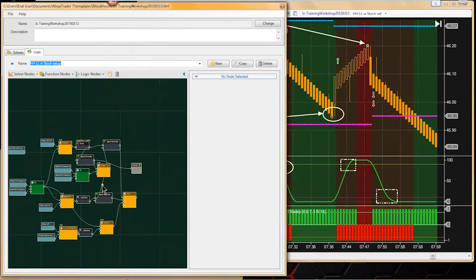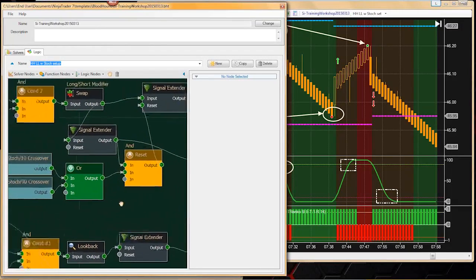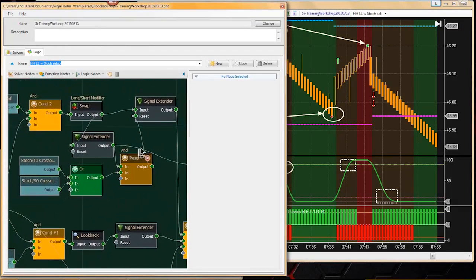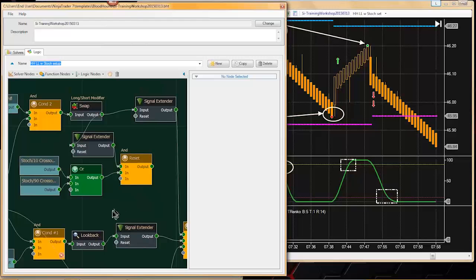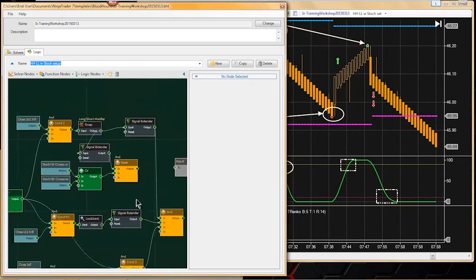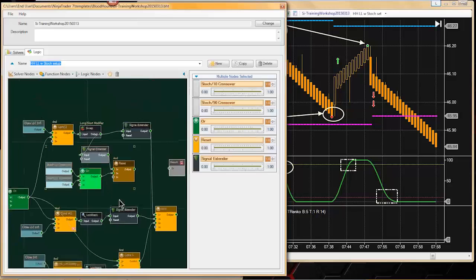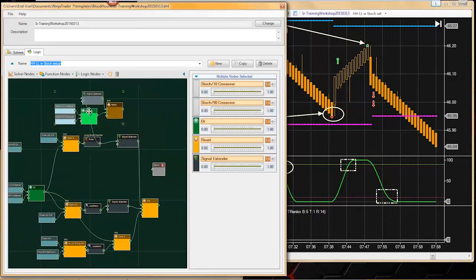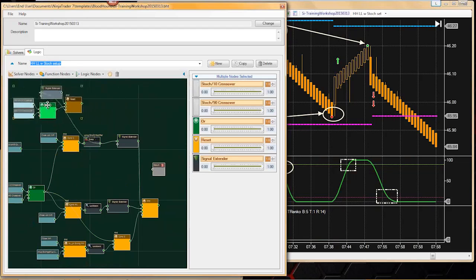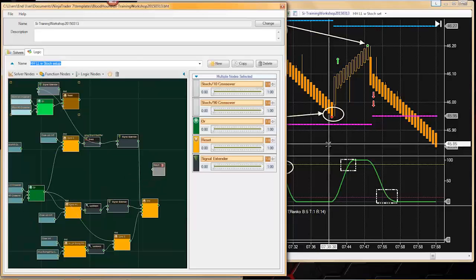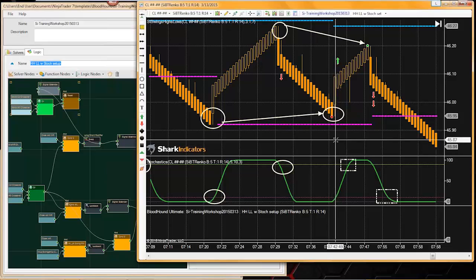Okay, I'm gonna have to move some solvers around here, so let me disconnect some things. All right, just move that out of the way for now. All right, so let's get back to the chart here.